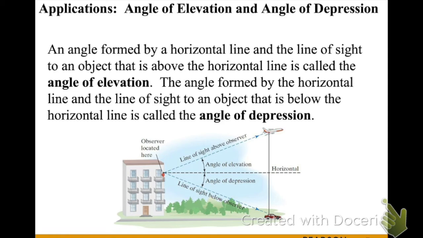The angle formed by the horizontal line and the line of sight to the object below the horizontal line is called an angle of depression. So again, that person standing on the balcony, if they look straight ahead and then down at that car, that's the angle of depression. So make sure that when you are doing word problems, you're focusing on whether you should be opening the angle up or down from the line of sight.